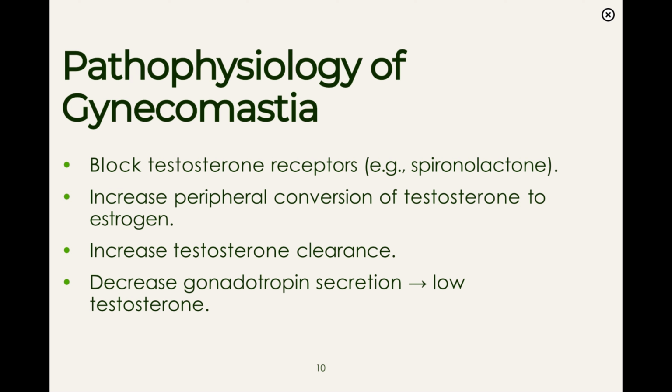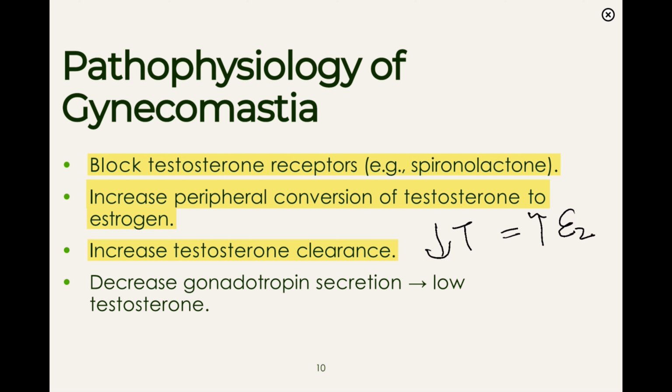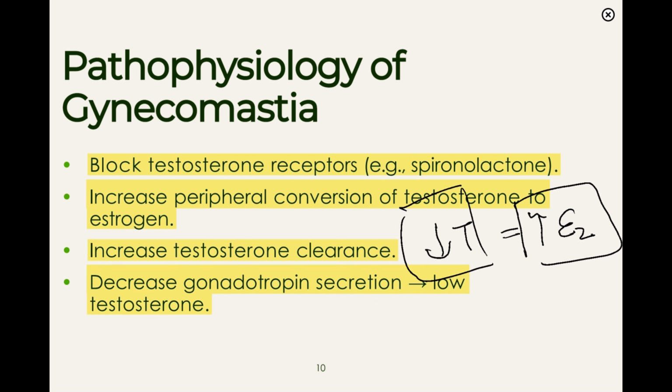So how about the pathophysiology of gynecomastia? We've been going through this a few times today. It blocks testosterone receptors. An example will be spironolactone. It increases peripheral conversion of testosterone to estrogen. It increases testosterone clearance, hence leading to a reduction in testosterone levels and consequently a disproportionate increase in estrogen levels. So this imbalance is what leads to gynecomastia, and also a decrease in gonadotropin secretion, which ultimately results in low testosterone.